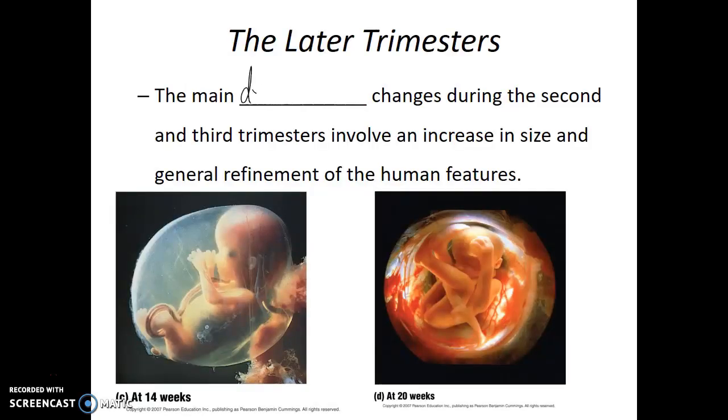The main developmental changes during the second and third trimesters involve an increase in size and general refinement of the human features of the fetus. So we can see already at 14 weeks, the general structure and shape, the human body plan, is definitely there, along with the development of fingers and toes, ears and eyes, nose and mouth. At 20 weeks, we can already see the formation of eyebrows and fingernails and toenails.